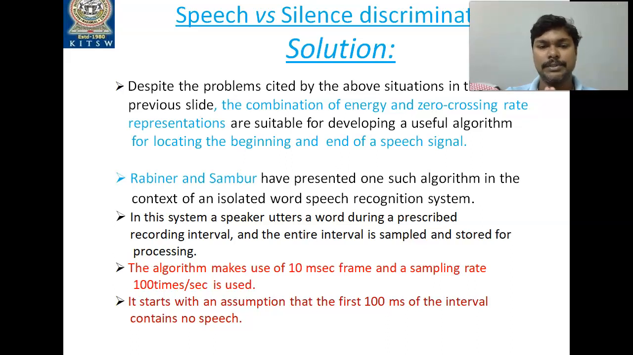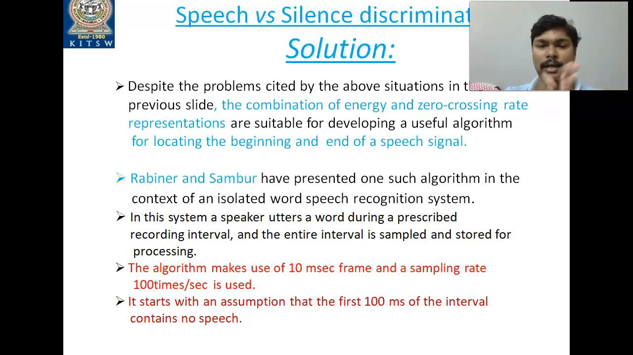And it starts with an assumption that the first 100 milliseconds of the interval contains no speech. So this is an assumption. This is the flow we need to understand for the algorithm. In order to understand the Rabiner and Sambur algorithm, we need to understand that it starts with the assumption that the first 100 milliseconds of the interval contains no speech. So it is very easy for us to identify, because there is no important information contained in this period.